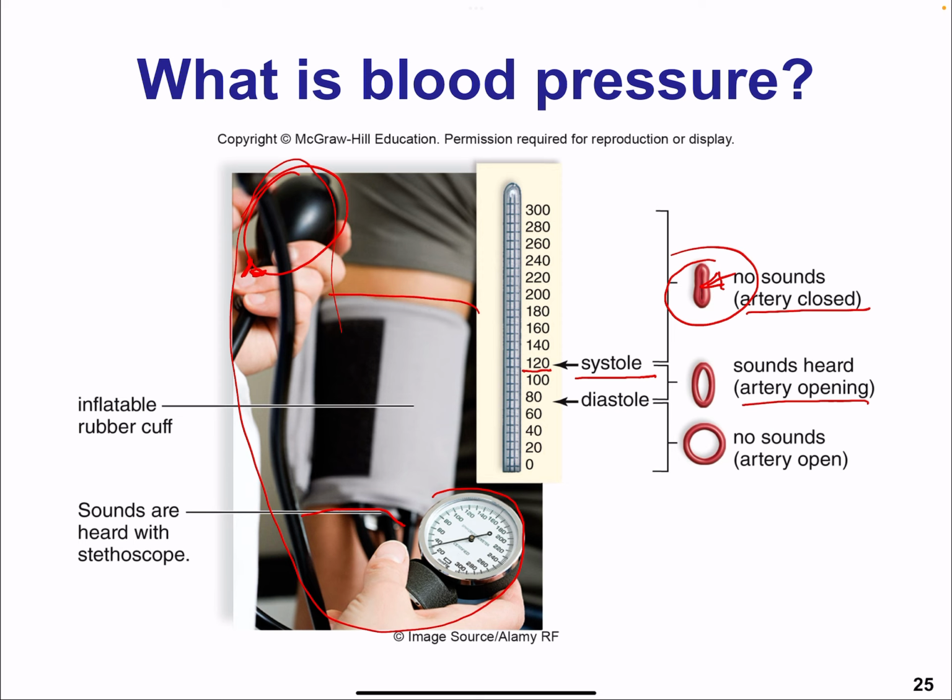And then you keep releasing the little device here. You keep releasing the little knob until there is no sound. Question: at what time did the sound go completely off? At that time, this is when you record the second pressure or the diastolic pressure that comes around 80, right? So basically, that's how we measure blood pressure.